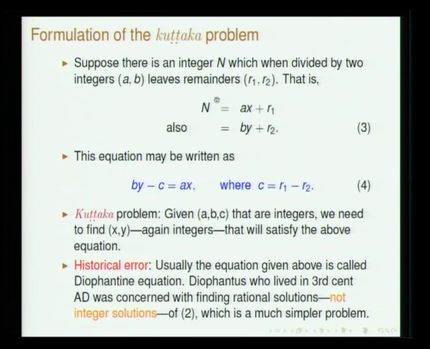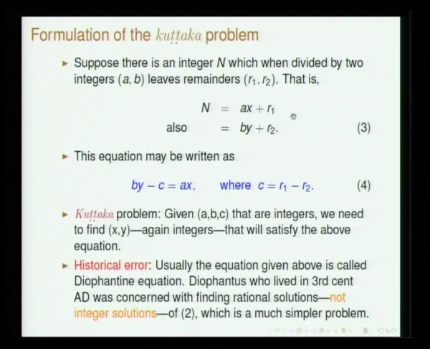To place the problem in a more concrete way, let us consider a number n. This is how it can be easily understood. There are different ways in which this Kutakara problem can be presented, but we choose one particular way which is very close to the method described by Aryabhata. Suppose there is a number n, and when divided by a, it gives some quotient, and when divided by b, it gives some other quotient, plus some remainder. So, n is equal to ax plus r1, which is also equal to by plus r2.